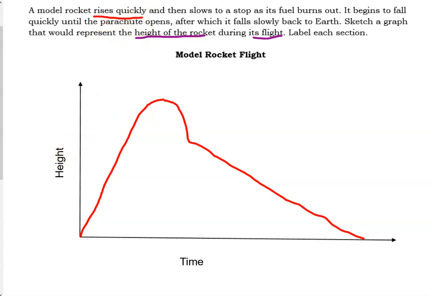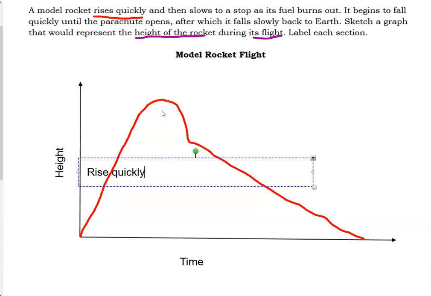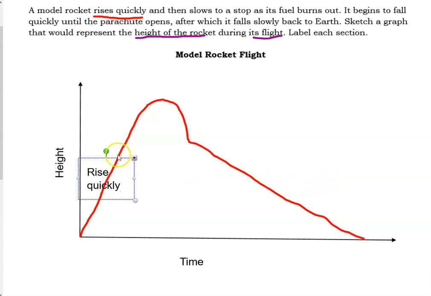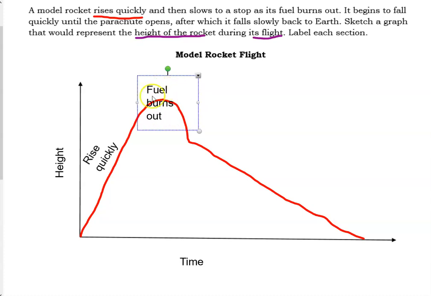Now, they also want me to label each section, so I'm going to have to talk about what's happening at these certain times. So here, as the rocket is increasing, this is where it's going to rise quickly. So this section here is where we're rising quickly. So we're going to label that section Rise Quickly. And then what happens up here is the fuel starts to burn out. So the fuel is going to burn out right there.